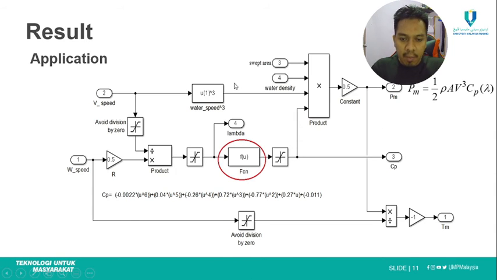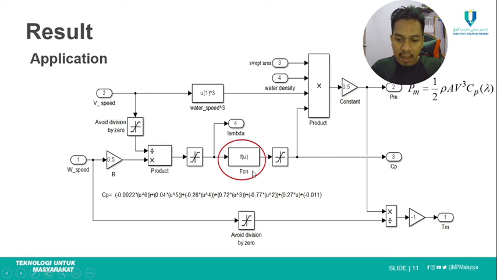Okay, this is the model of the hydrokinetic turbine. We can calculate the mechanical power using the equation half times rho times A times V cubed times Cp, the power coefficient. So V is the water velocity, rho is the water density, A is the strike area, and also the constant 0.5 here. So where is the Cp? This is the function of Cp. We can implement the power curve equation into the MATLAB function here.